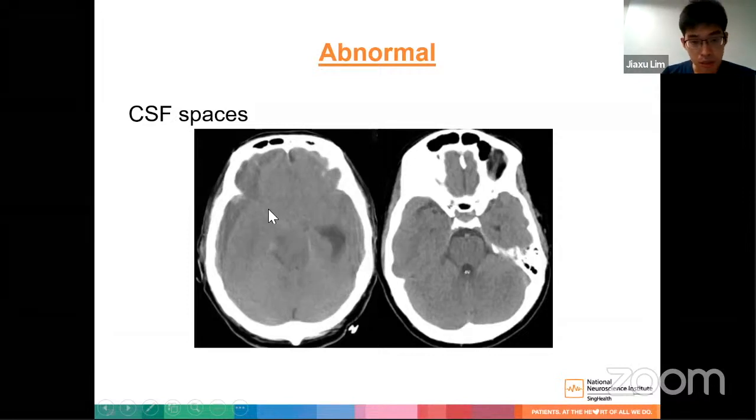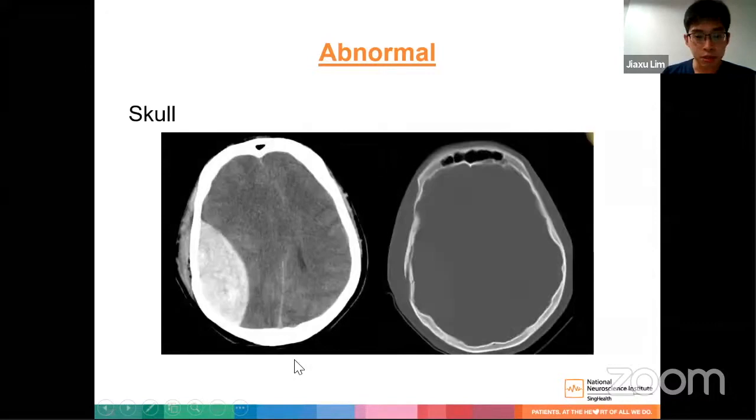Why is this the case? I'm sure you can appreciate the uncus of the right temporal lobe herniating and compressing on the midbrain. And this is secondary to a large crescentic lesion on the right side.